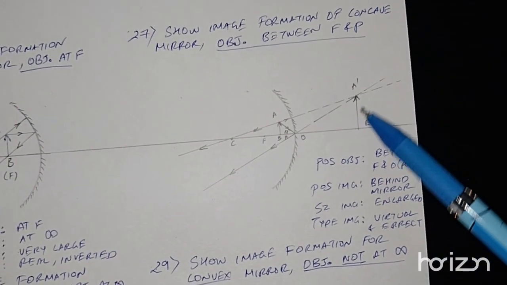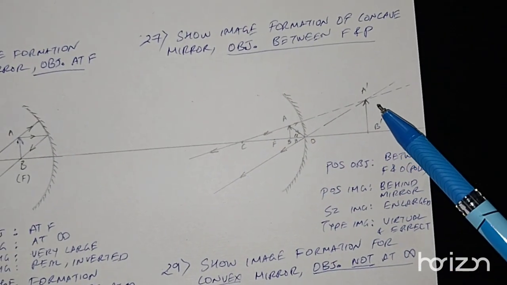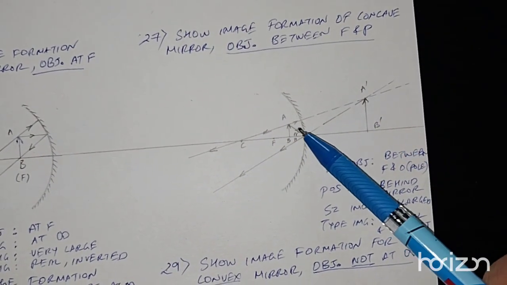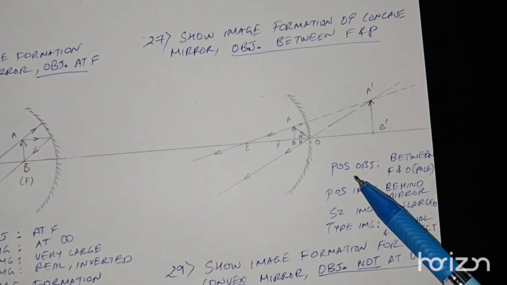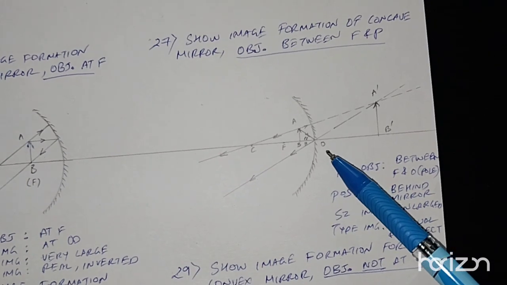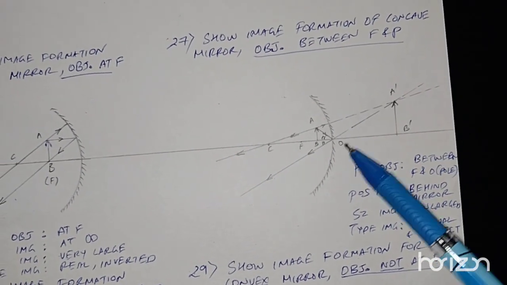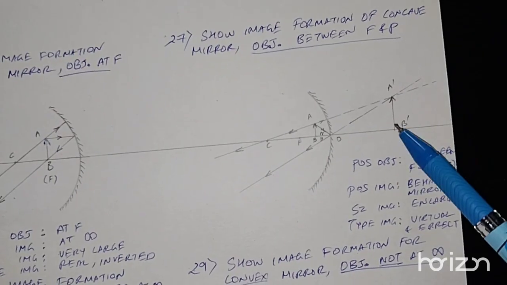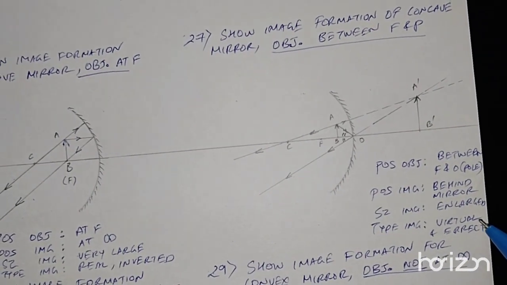So this image is a virtual image because the reflected rays appear to come out of this point when the reflected rays are backtraced. That is why when you place an object between F and O, where O is the pole of the mirror, the image is formed behind the mirror. And since it is behind the mirror and not accessible, you cannot place a screen, so it's a virtual image.